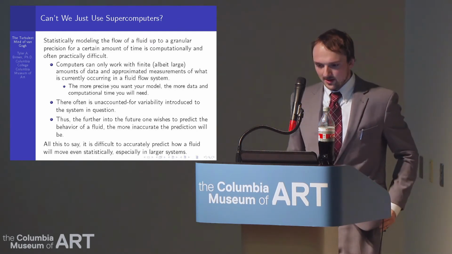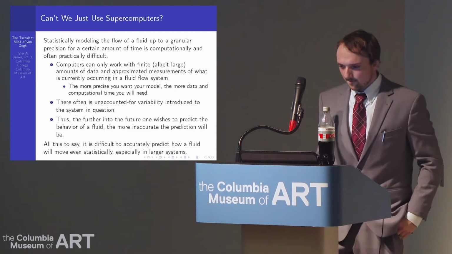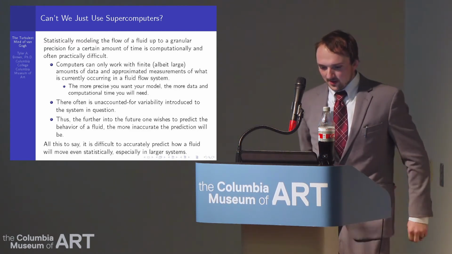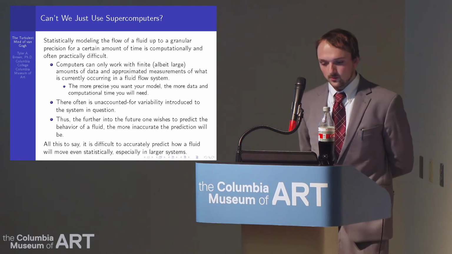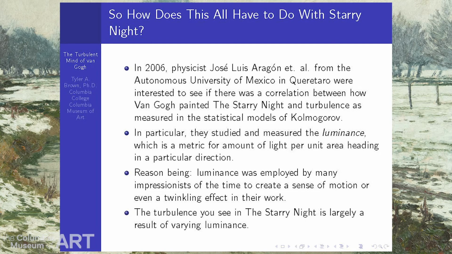So that's why weathermen are bad at their jobs. It's not their fault. It's just that the models they're using are statistical in nature. So all this to say, it's very difficult to accurately predict how a fluid will move, even statistically, especially in larger systems. So what does this all have to do with Starry Night? Finally.